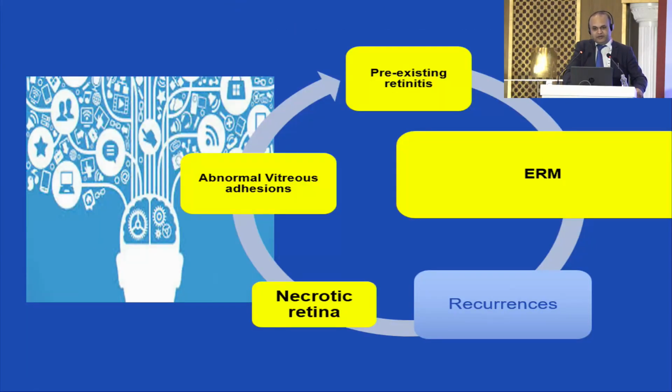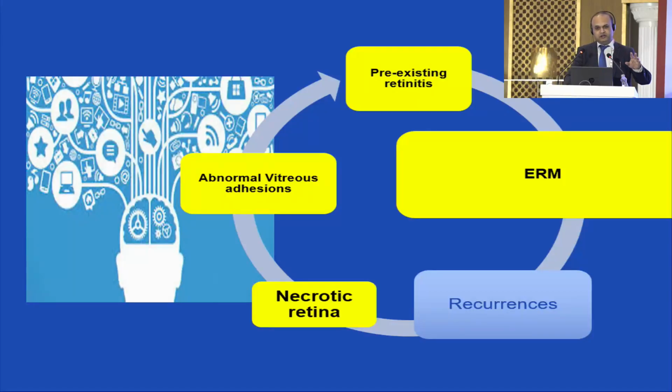ERMs are the other big challenge in these eyes. The vitreous is so densely adherent, and sometimes you may have a very thin sheet of ERM, and unless you are meticulous in removing them, you will end up having recurrences. Remember, the recurrences of retinal detachments in these eyes are very shallow.